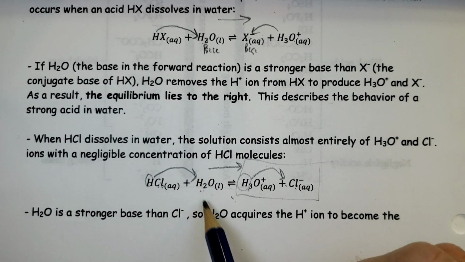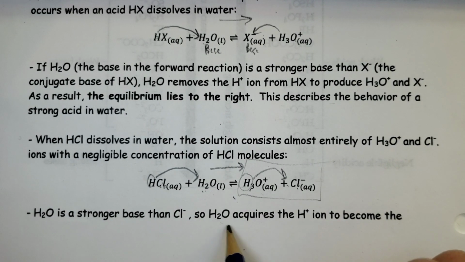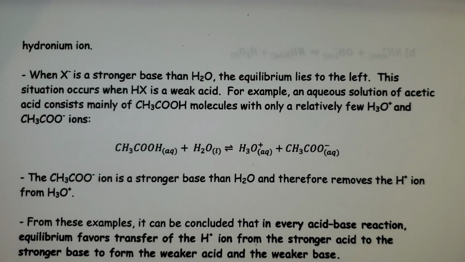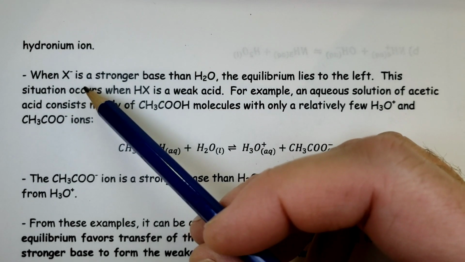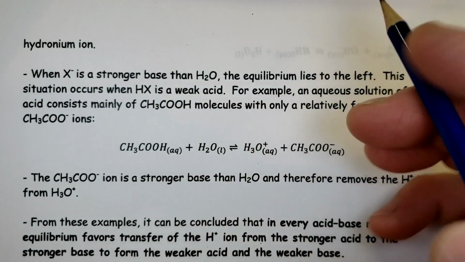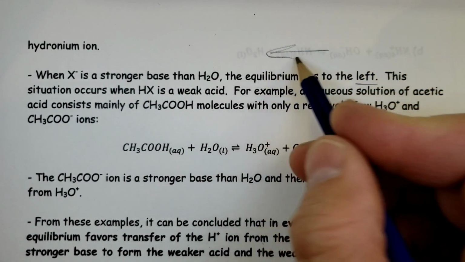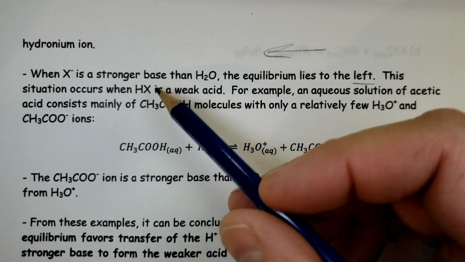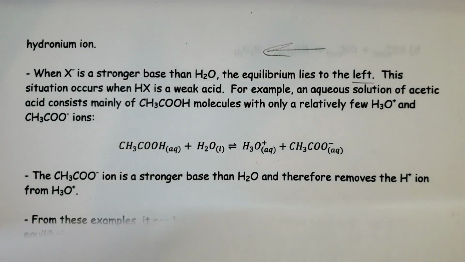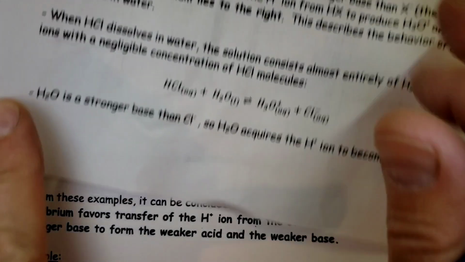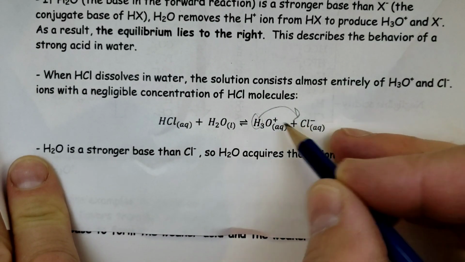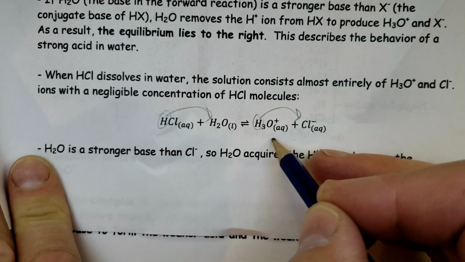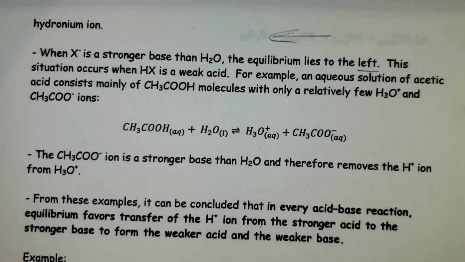So H2O is a stronger base than Cl⁻, therefore H2O accepts the H and becomes the hydronium ion. When X⁻ is stronger than H2O, the equilibrium would lie to the left because it would want to go this way. This situation occurs when HX would be considered a weak acid. So if we see that this is going to happen more frequently than that, then it would lie to the left in that direction.